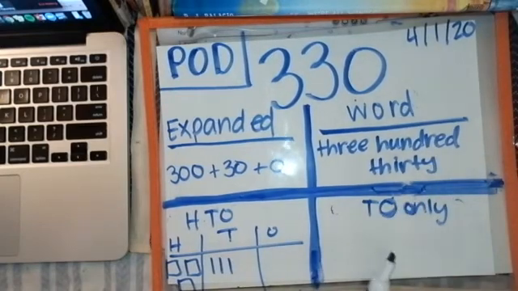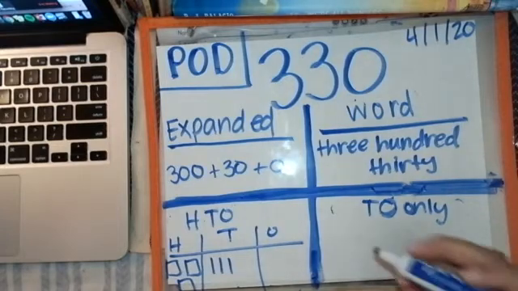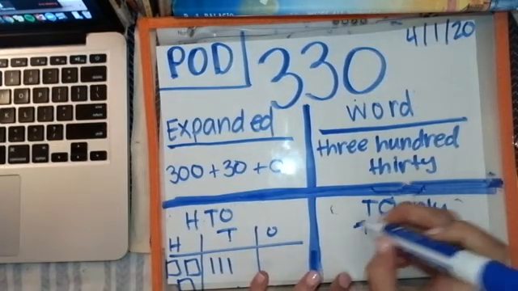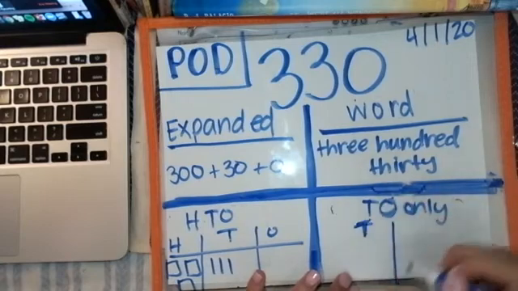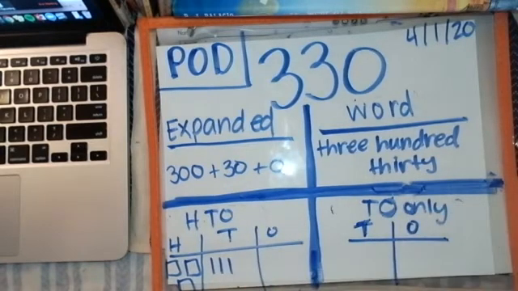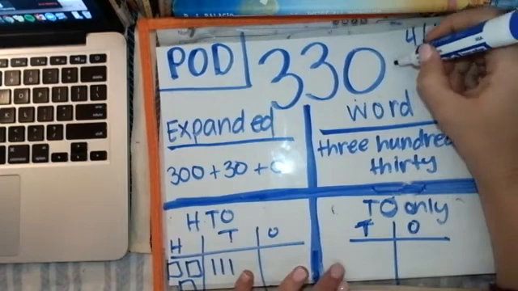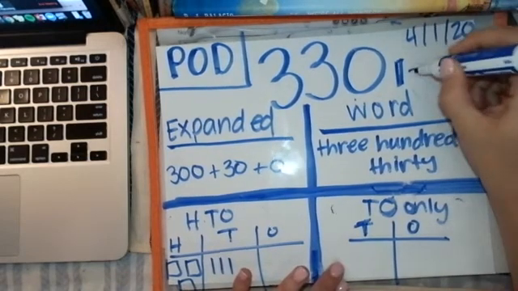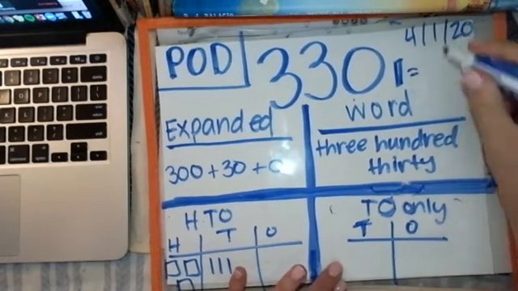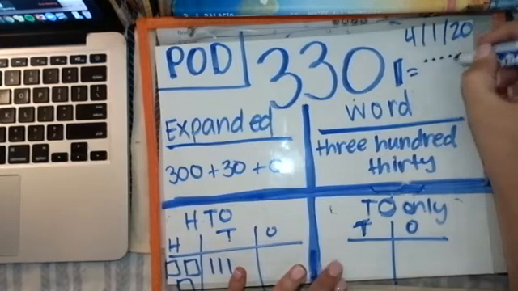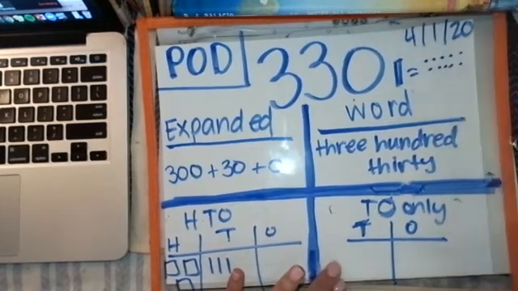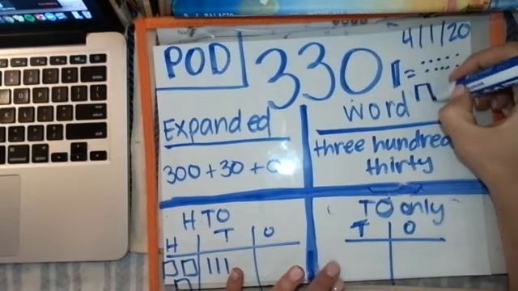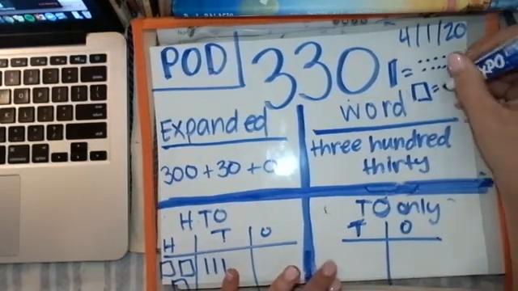And last but not least, we have a trick question. This wants us to only represent 330 with 10s and 1s. So we have to get a little bit creative when we're thinking about drawing our 10s and 1s chart. So we know that 1 ten equals 10 1s. We also know that 100 equals 10 10s.